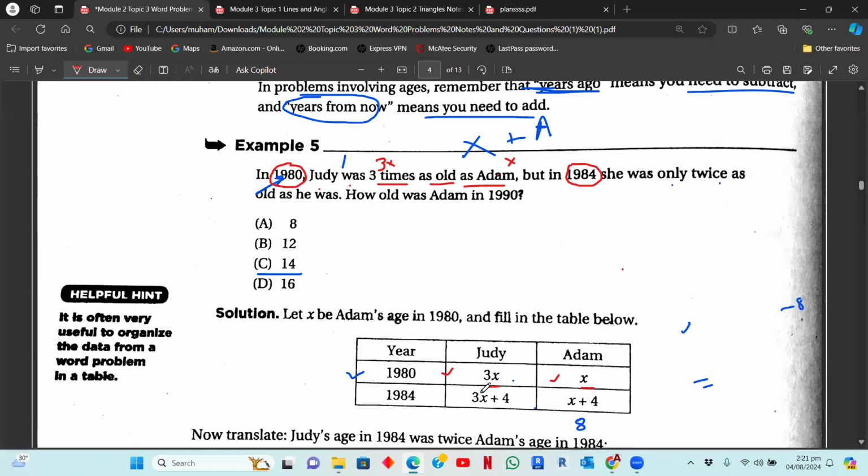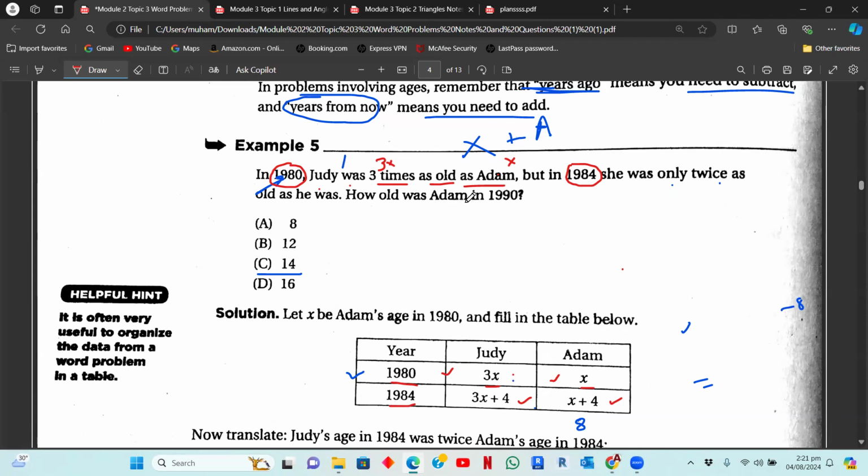If this was their age in 1980, what will be their age in 1984, 4 years later? You're gonna add 4 years, right? 4 साल add हो जाएंगे, simple. So if it was X, it will be X plus 4. If it was 3X, it's gonna be 3X plus 4. Okay, यहाँ तक, is it clear? Yes. Okay, now that you know their ages in these 2 years, 1980 की age भी हमें पता है, 84 की age भी हमें पता है.